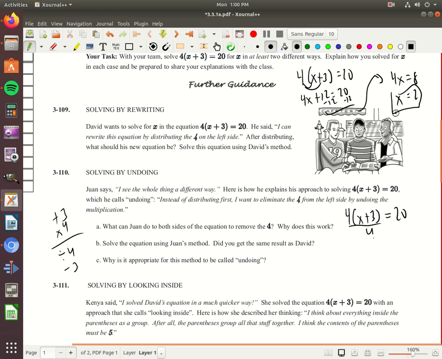So I'm going to go over here and divide both sides by 4, and I'm going to get x plus 3 equals 5. And then I'll subtract 3. You can see I still get x equals 2, just like I did up here. 2 totally different ways of solving, but getting the same answer.